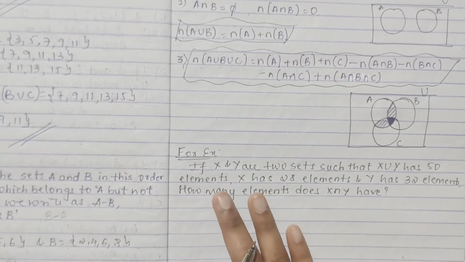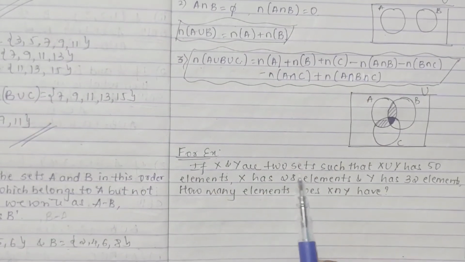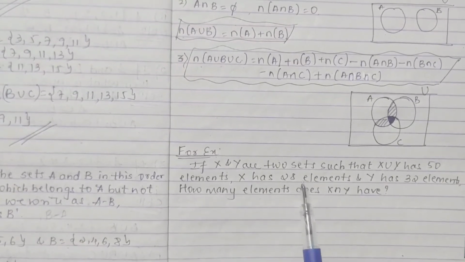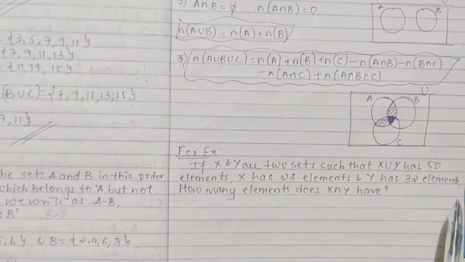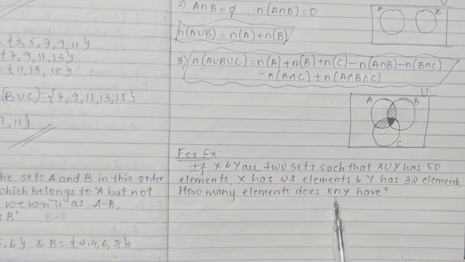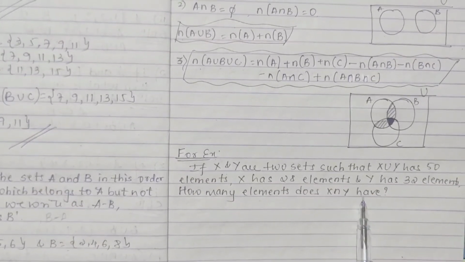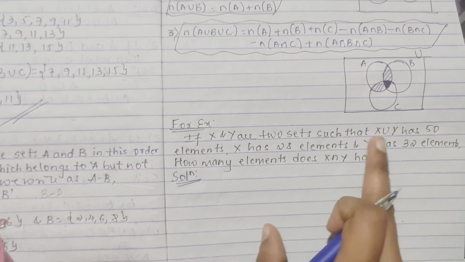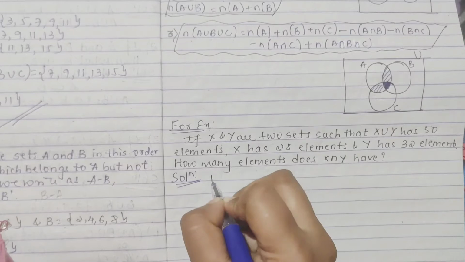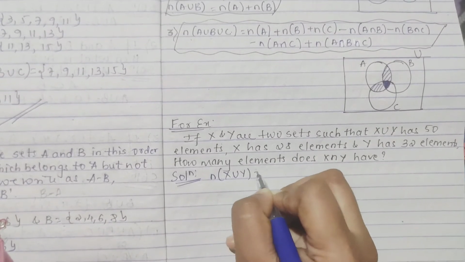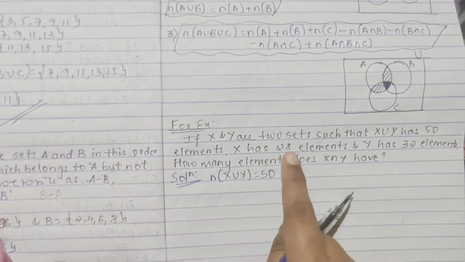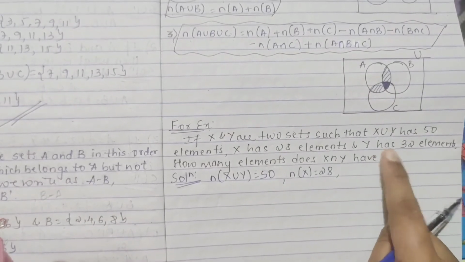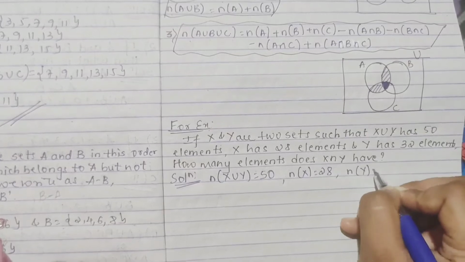The question here: if x and y are two sets such that x union y has 50 elements, x has 28 elements and y has 32 elements, how many elements does x intersection y have? Okay, they are asking how many elements x intersection y has. So the solution will start. 50 elements in x union y, so n of x union y is 50. x has 28 elements, so n of x is 28. y has 32 elements, so n of y is 32.